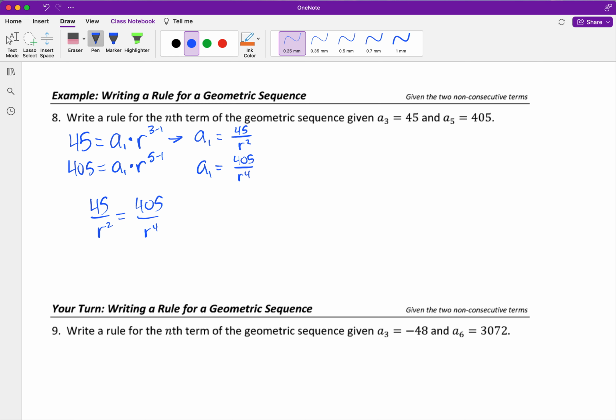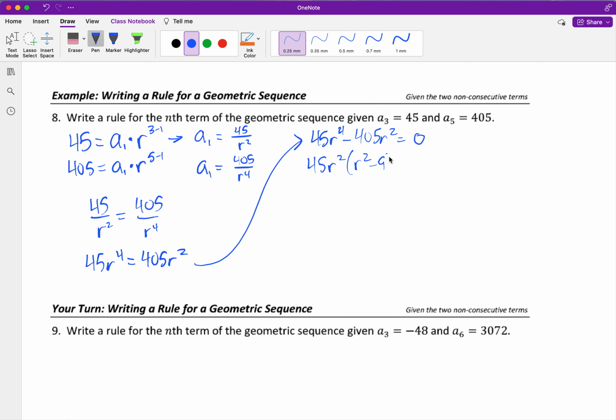I'm going to cross multiply, so I'll get 45r to the 4th equals 405r squared. I'm going to get them on one side of the equation because when we're solving, we always set it equal to 0, and then we try to factor and solve from there. So I think I can actually pull out a 45r squared here. And when I do that, I'm going to be left with r squared minus 9 equals 0. That's going to give me r equals 0, multiplicity of 2 if we were in function land, r equals 3, and r equals negative 3.